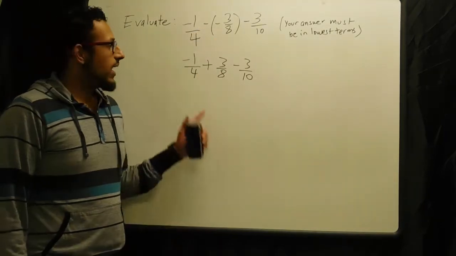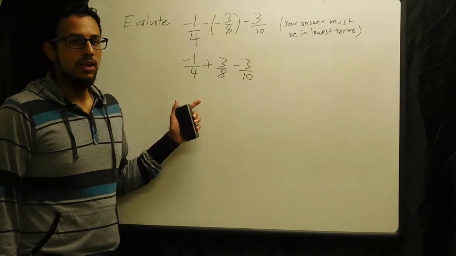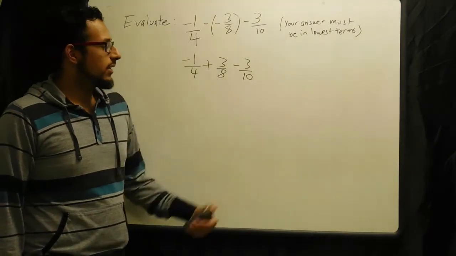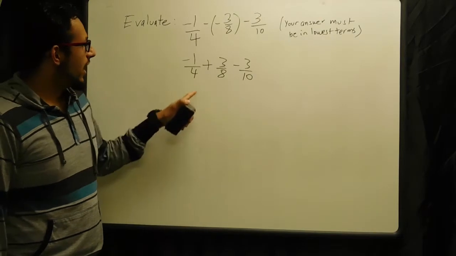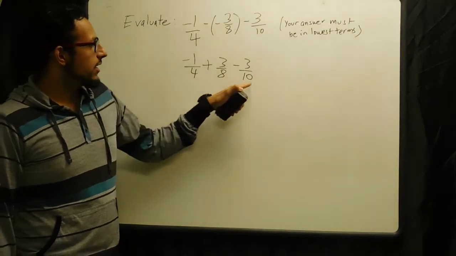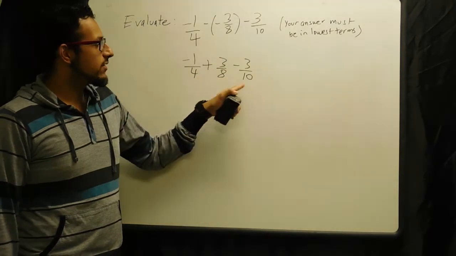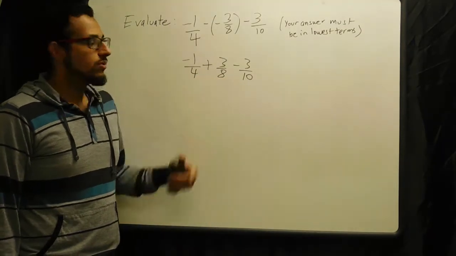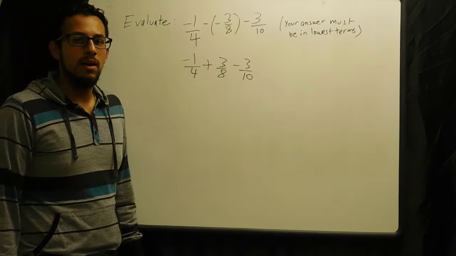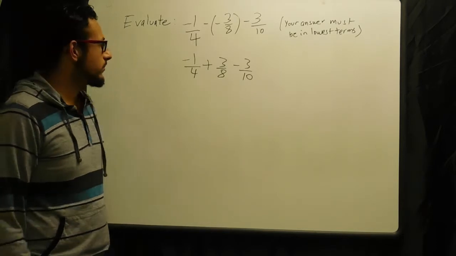So when you get minus a negative number, it becomes plus that number. Now, when we're adding and subtracting fractions, we need to find a lowest common denominator. We need to find the LCM of 4, 8, and 10. We know 4 and 10 gives you 40. 8 goes into 40 also. So 40 is going to be our lowest common multiple.